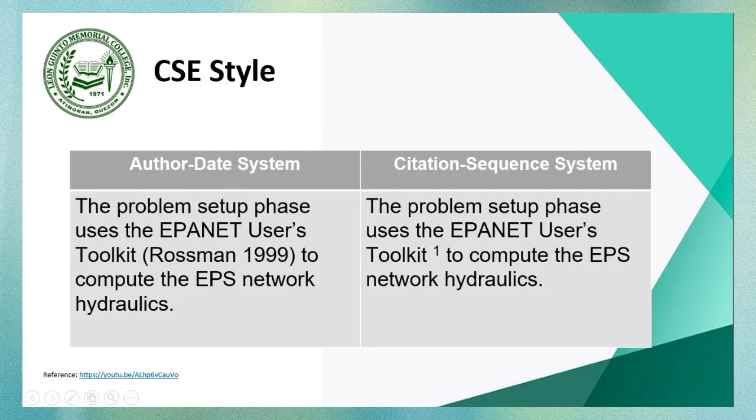So next, we have the CSE. The CSE format supports two different citation styles. First is the author date system. Second is the citation sequence system. So nothing unusual from the author date system. In the citation sequence system, the citation is labeled with a superscripted number. Each new citation is numbered sequentially, so the next would be 2 followed by 3 and so on.